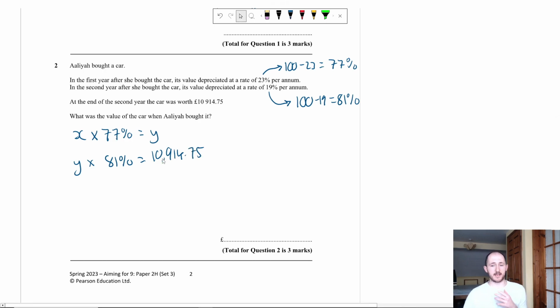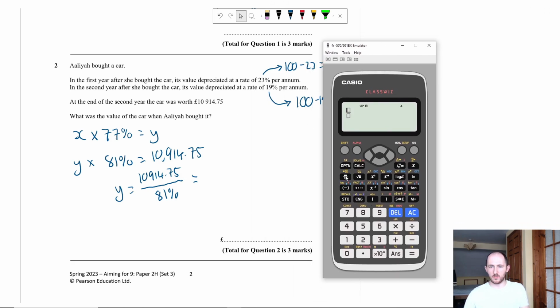Now I will say that there's actually a way to do this all in one step, but I'm not going to show you it. But what I am going to show you is a neat little trick. So y here is just going to be equal to 10,914.75, and a lot of your teachers probably tell you that you need to change the percentage to like a decimal or something. But I'm going to show you that you actually don't in a calculator exam, because if you just enter this in normally, so 10,914.75, 81, there's a big percentage button on your calculator right over here. So that's shift answer. It automatically does it all for you. You don't need to do it.